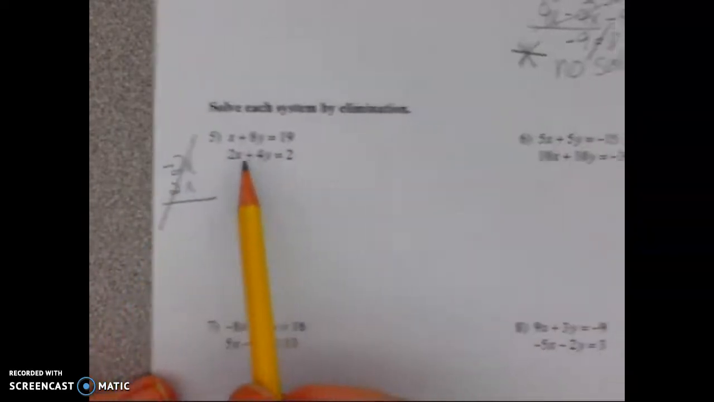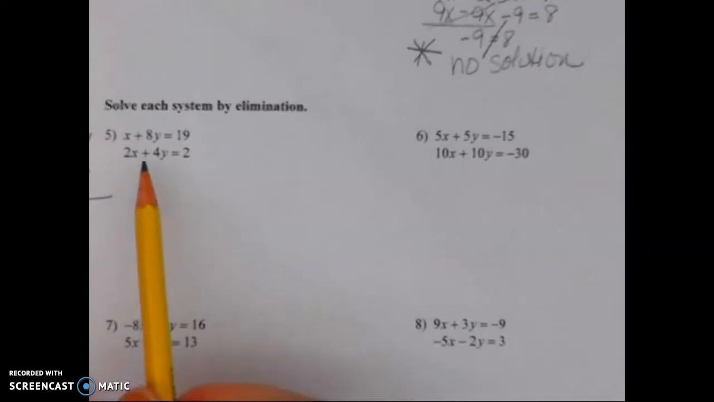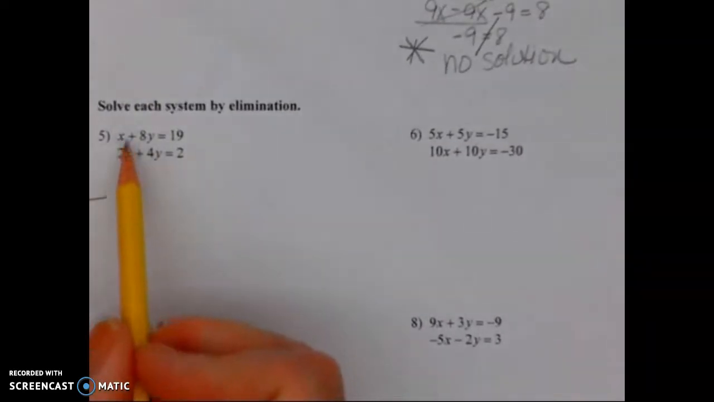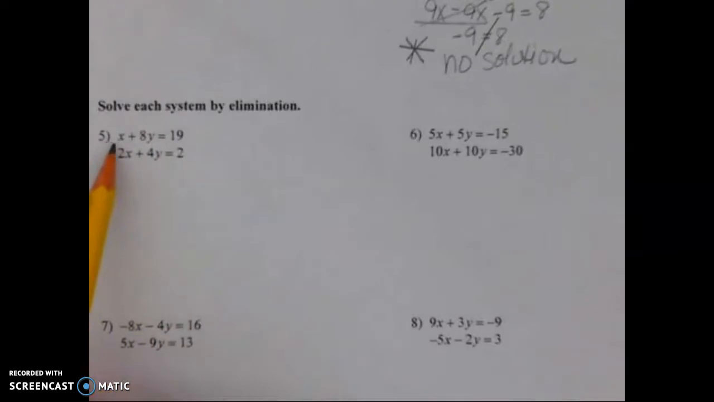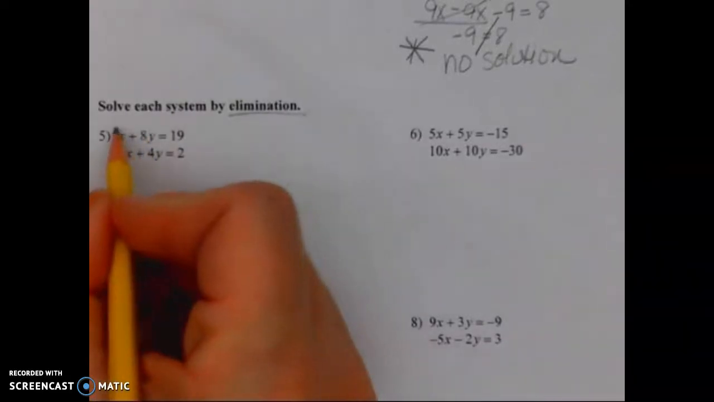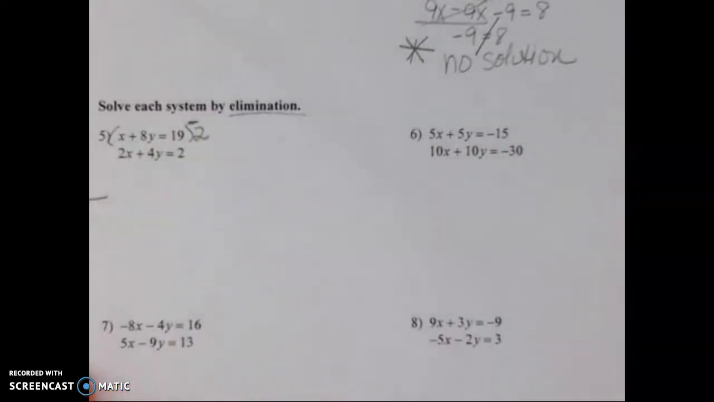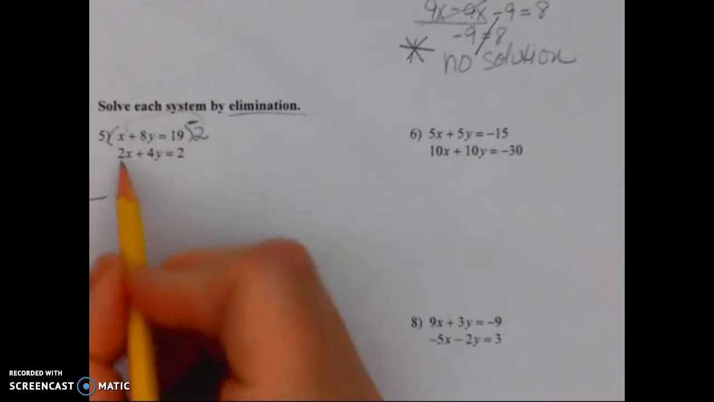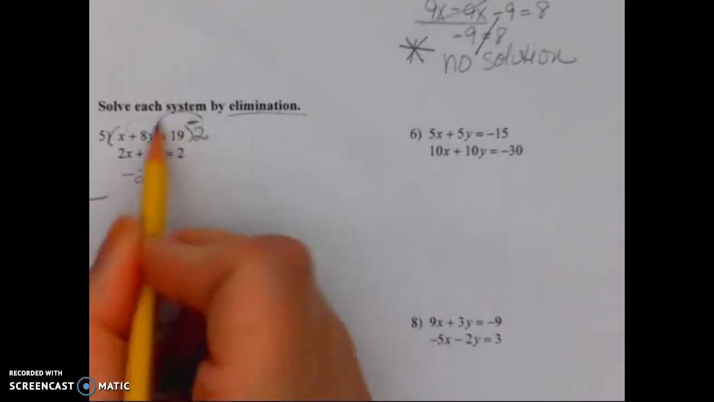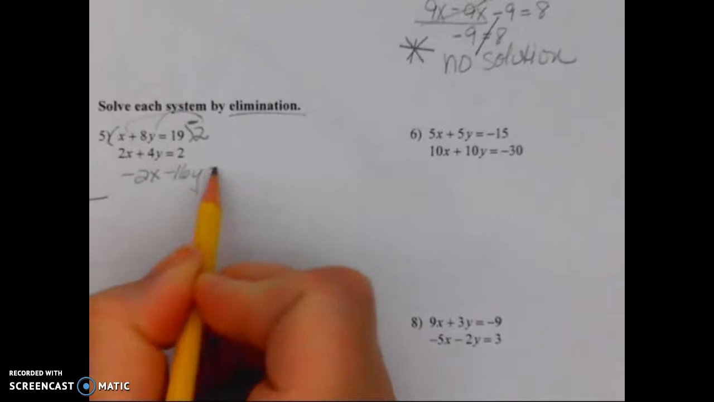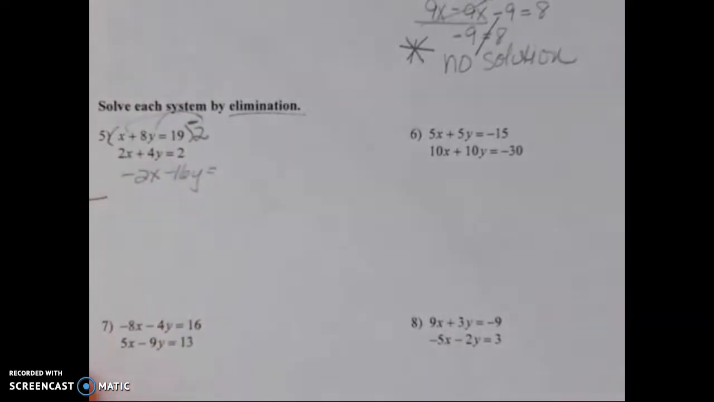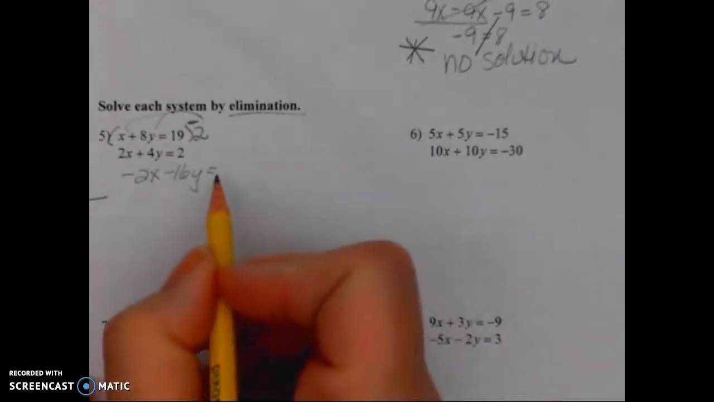For example, for number 5, where it says x and 2x, if this variable up here had a coefficient of -2, -2 plus 2 would eliminate the x's. So I can do that. I can multiply the whole equation all the way through by -2. Let's do that. This gets me -2x minus 16y equals, I'm afraid I'm going to mess up my math here. Hold on, you guys. -38.